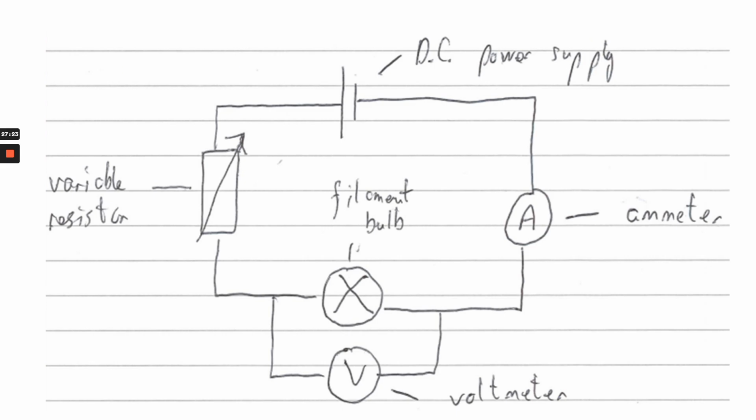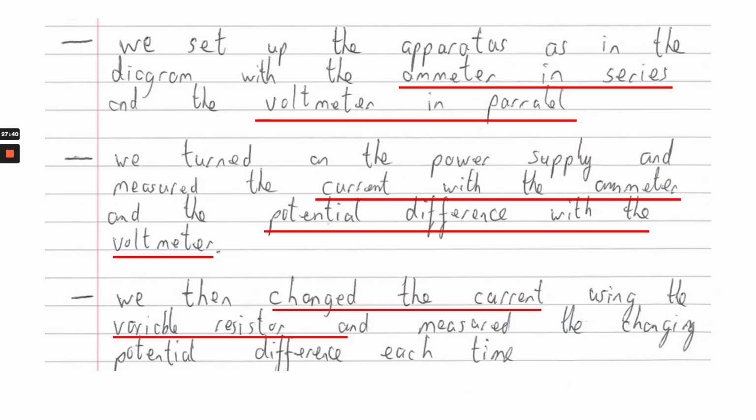I've got a power supply, I've got an ammeter in series, I've got a variable resistor to control the current, got the voltmeter in parallel, and then this time I've decided to use a filament bulb as my component, though I could use a motor, I could use various things, but I'm just choosing a filament bulb. So here's your write-up, and you need to play and pause and read through this. I've highlighted all the key things that you need to know.